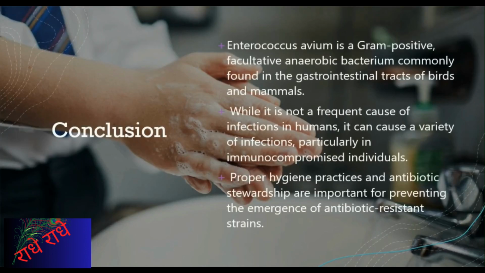Conclusion: Enterococcus avium is a gram-positive, facultative anaerobic bacterium commonly found in the gastrointestinal tracts of birds and mammals. While it is not a frequent cause of infections in humans, it can cause a variety of infections, particularly in immunocompromised individuals. Proper hygiene practices and antibiotic stewardship are important for preventing the emergence of antibiotic-resistant strains.